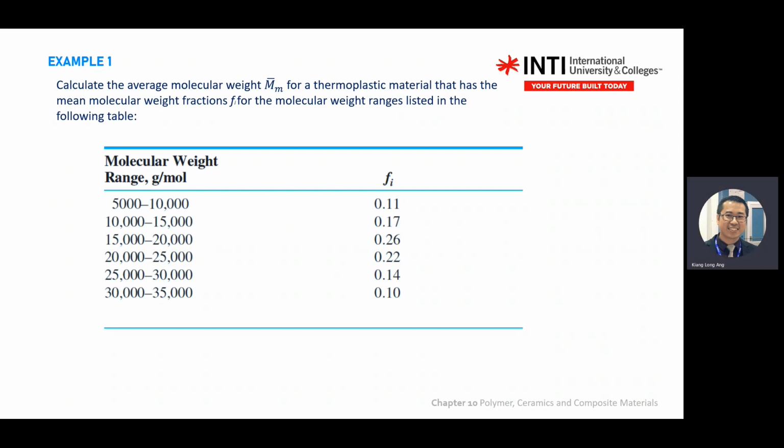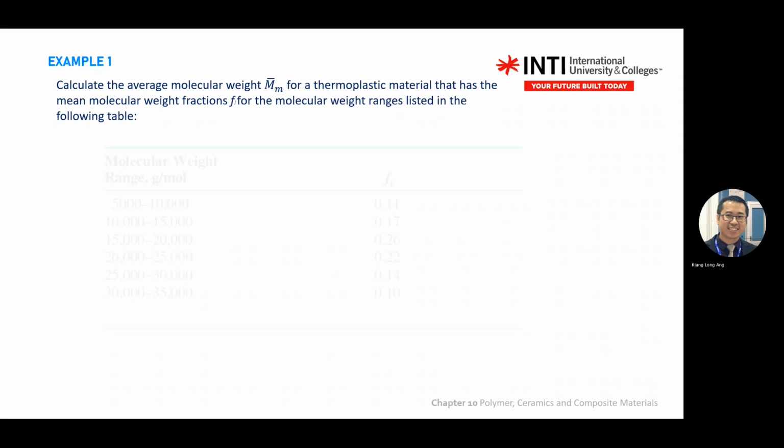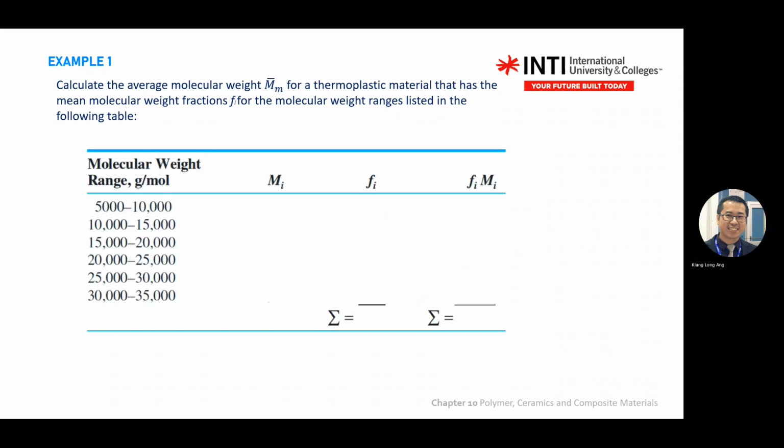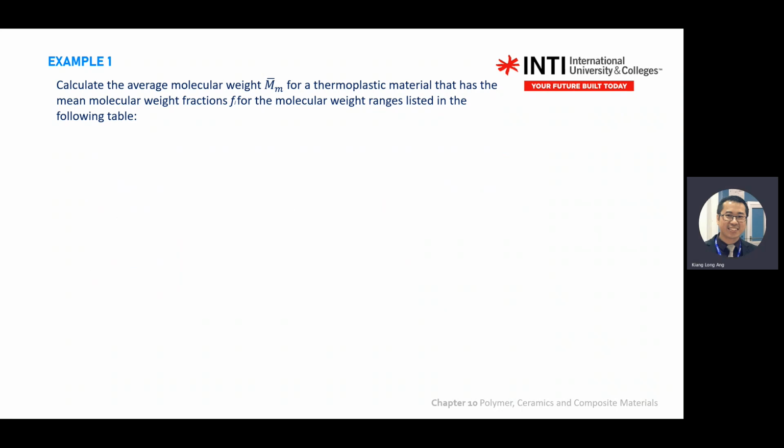So you're given range and then Fi. So how do you build? You need to change this table into this table. Because you need to use the equation M equals sum of Fm divided by sum of F. Right? So you need M, Fi, Fim. It's like you're doing your statistics class. Same principle.